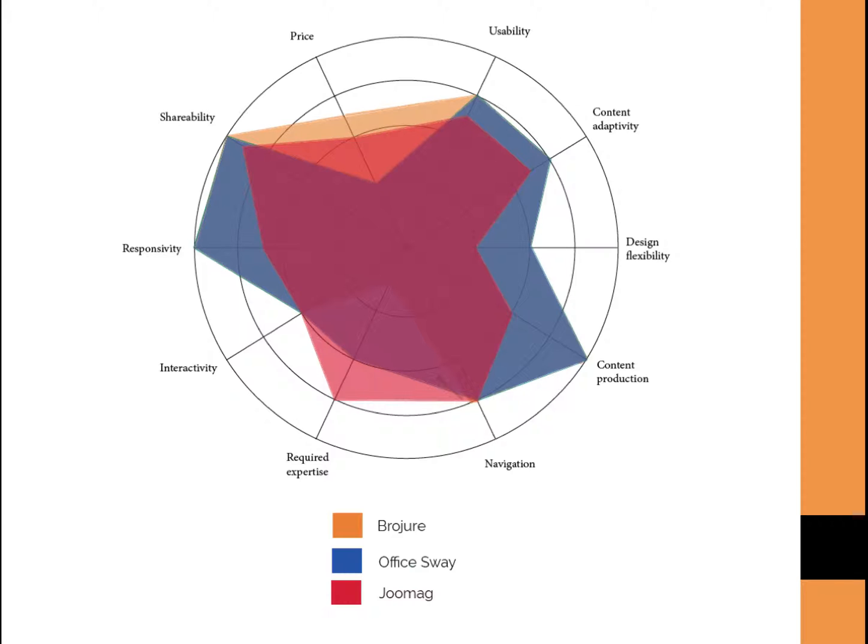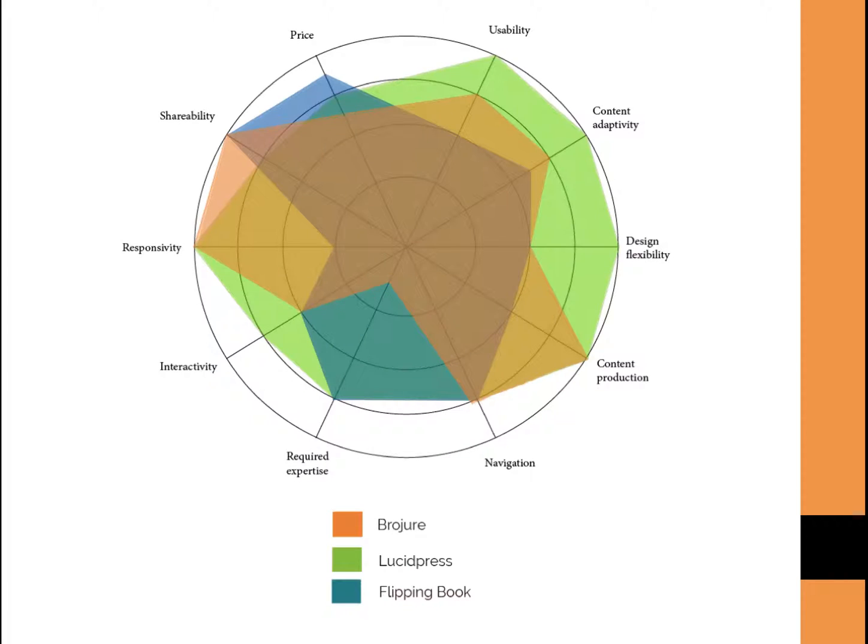So I have a couple of these spider grids here. I'll actually skip to the second one because I think it's more relevant. If we take a look here, we have Brochure, Lucid Press, and Flipping Book all on what we call a spider grid. We'll look at the first one, usability, and we'll see that Lucid Press is doing a fantastic job here. They have a very easy to use site as far as the user interface goes. And Brochure is doing pretty well, but there is definitely room to improve.